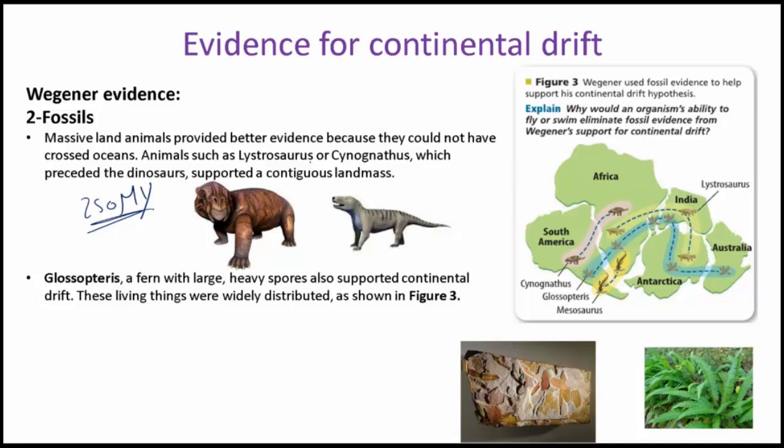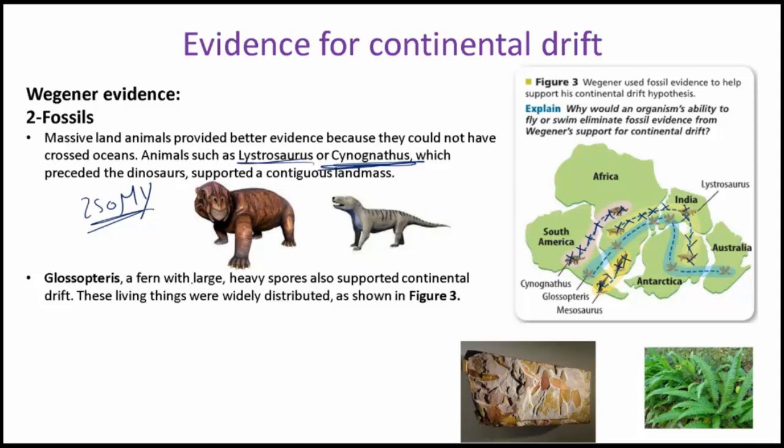Like here, the Lystrosaurus and the Cynognathus. These are some Latin names. I don't think we need to remember the names, but at least to know the fact. So he found different fossils in South America and in the middle of Africa. He also found fossils of other animals in Africa, India, and Antarctica, and also plant fossils.